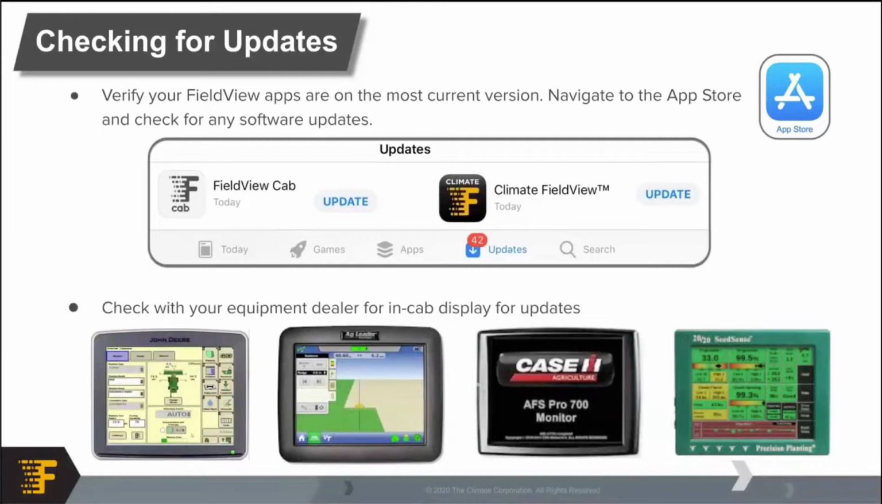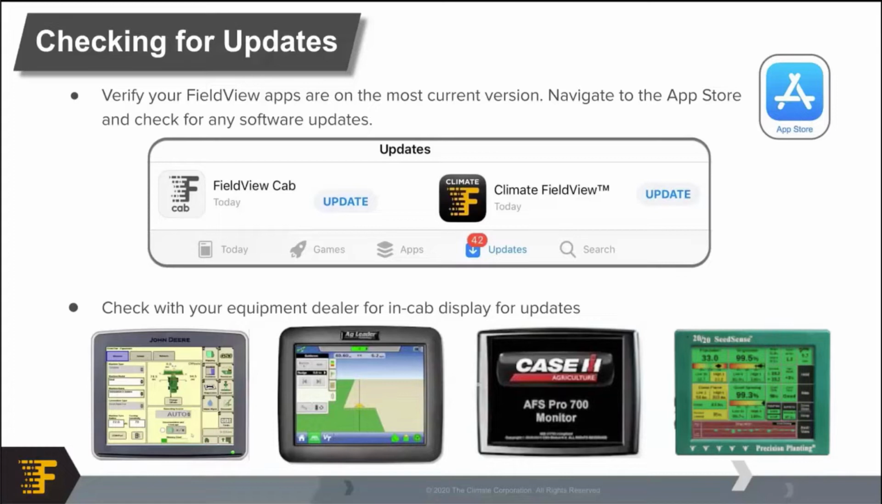The first thing that we need to check on is our updates on our apps. FieldView Cab, most importantly, is the number one thing you're going to want to check and make sure that you're updating. If you haven't updated your Cab app in a while, or just keep an eye on when those updates come out, to make sure that you have the latest and greatest. If there's any bugs or anything from previous versions, those will be ironed out as updates start coming out. So we want to make sure you're updating those.